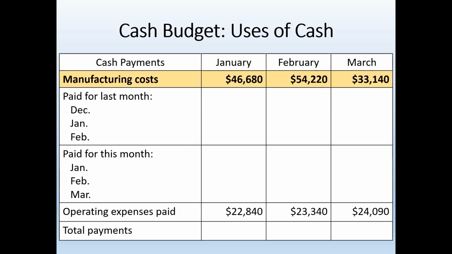The manufacturing costs come from the slide where we determine the total of the direct materials, direct labor, and manufacturing overhead in each month, and the operating expenses paid come from the same slide where we took each month's selling and administrative costs and subtracted out the non-cash depreciation.